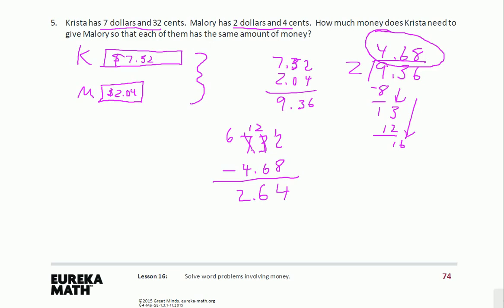Okay. So Mallory, it's a little confusing. This one was tough. Mallory needs $2.64 from Krista. And when we do that, they will both have the same amount. They will both have $4.68. So there you go. And hope you did well on that.